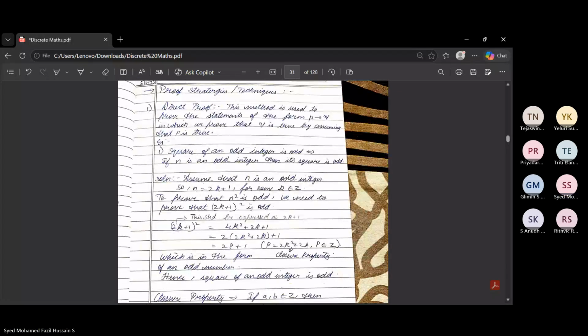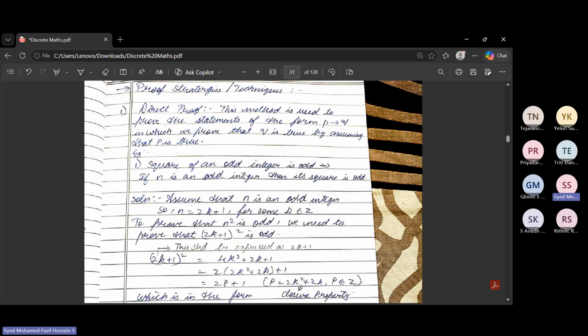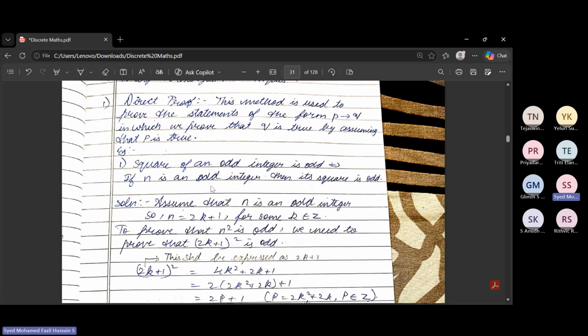Here, proof strategies or techniques. That is direct proof first. This method is used to prove a statement of the form P then Q, in which we have to prove that Q is true by assuming that P is true. It's just the same. We just have to find the truthfulness of the statement. Square of an odd integer is odd. We have to give the proof for it.